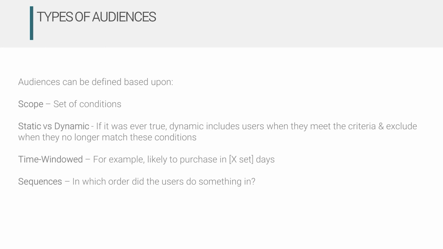And then you've got sequences. So what order did you want someone to do something in? First they viewed a product page, then they added it to their basket, then they went to checkout, and then they didn't purchase, for example. That's all of the different types of audiences you can have. But the type of audience that you're building is usually to answer a specific business question or to give you a different level of approach to targeting in Google Ads as well. So just be aware of them, but you don't need to go crazy about it.